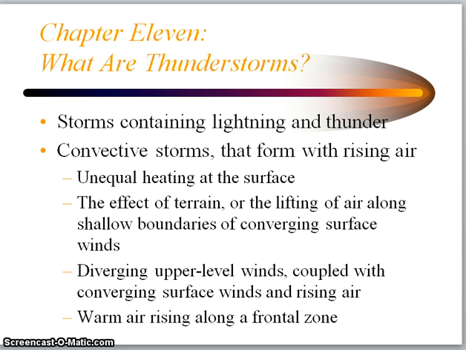Or especially if you have rapidly diverging upper-level winds, which are coupled with converging surface winds, and the air rapidly rises, and if there's a lot of moisture on that air, you get those big, towering, convective-looking clouds that look like the head of a head of cauliflower in the grocery store in the produce section. If you get warm air that rises along a frontal zone, that can also be a trigger for thunderstorm development.